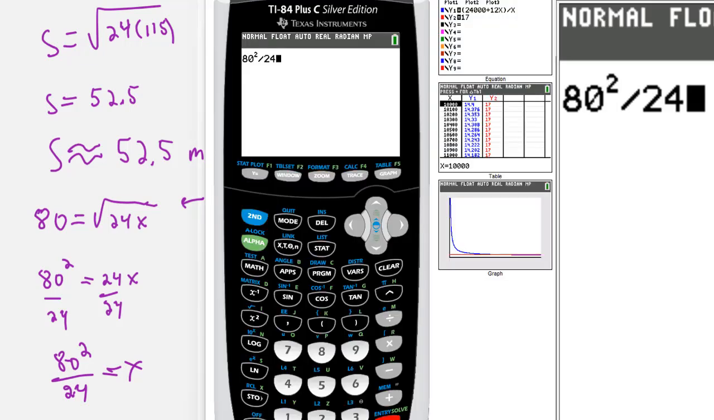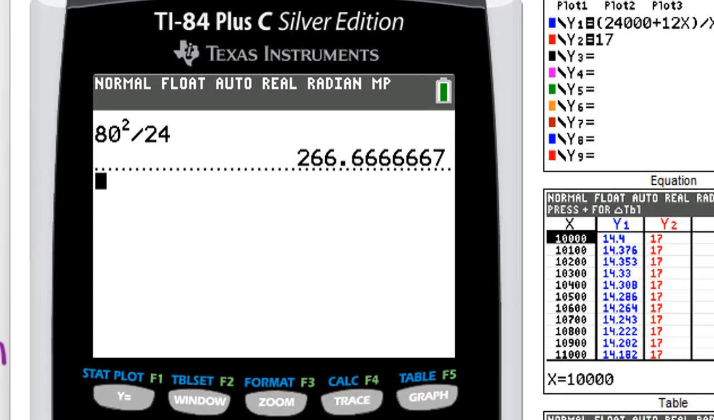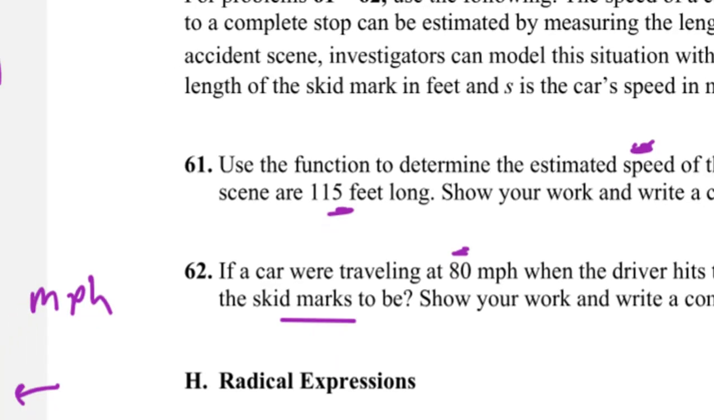So let's put that into our calculator. It looks like we have something like this: 80 squared divided by 24. I press enter. I get 266.7 feet.